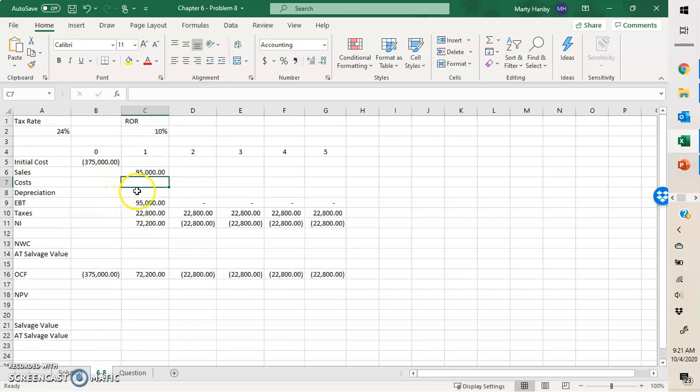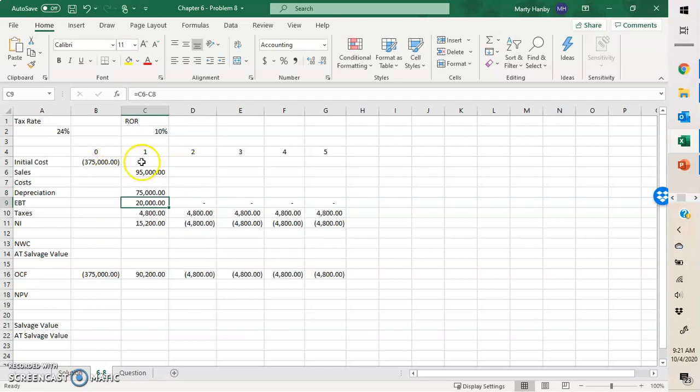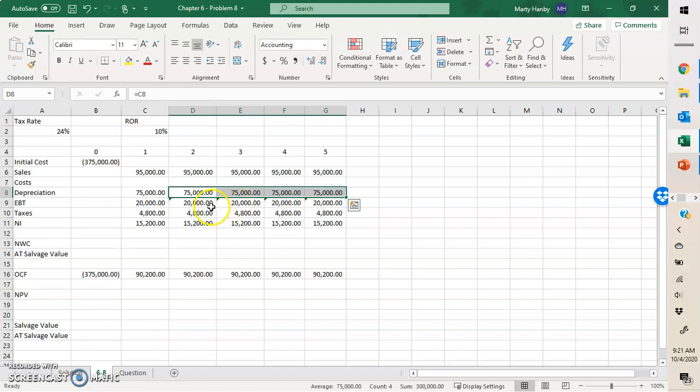In costs, depreciation is going to be a negative 375,000 divided by the 5-year life. Now the savings don't change, so I can just pull this over. And my depreciation is not going to change either, so just copy this down. All right, so now I've calculated my net income.